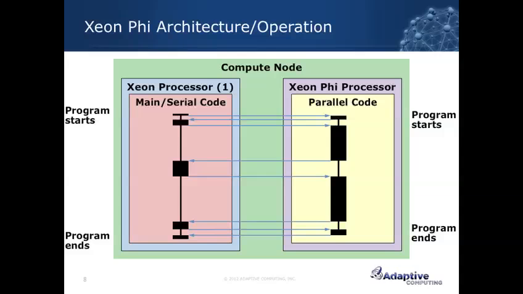Just to visualize what I verbally spoke to, you have the Xeon processor and the Xeon Phi processor within the same compute node. When the program starts, it calls out to the parallel code. The parallel code comes back and just bounces back and forth, pinging each other. Really self-explanatory, but like I said, we have them set up over here if you want a more hands-on understanding.